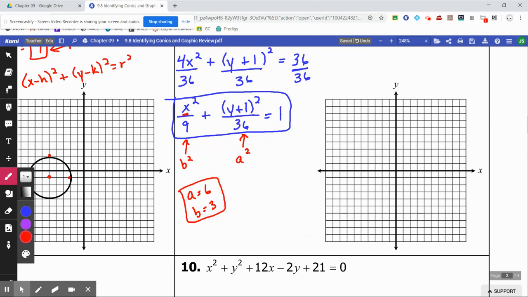Our center, we can look here and here to find our center. It got moved left or right 0, but it did get moved down 1. So the center is going to be located at 0, negative 1.